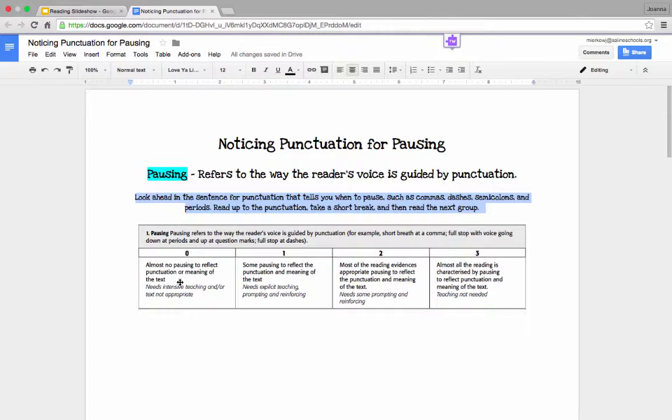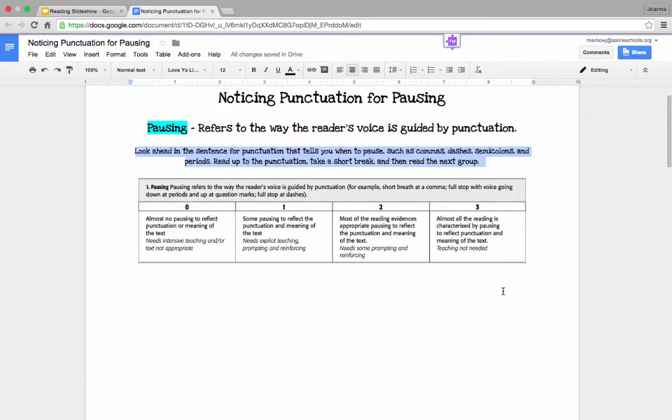Again, here's our rubric for assessing. This is the rubric I'll be using for your Reader's Theater on Friday, so we'll be looking at assessing whether you pause. This one would be absolutely no pausing, pretty much, all the way through. Almost all the reading is characterized by pausing.